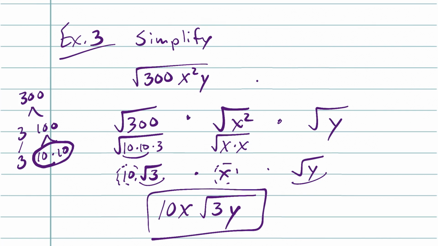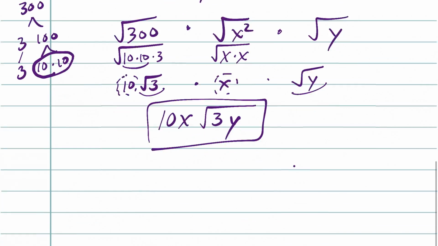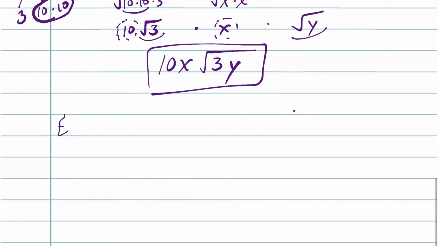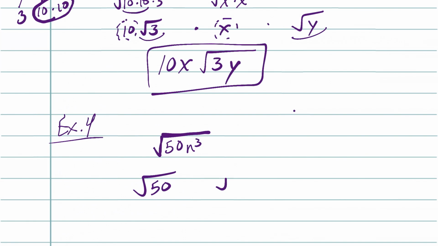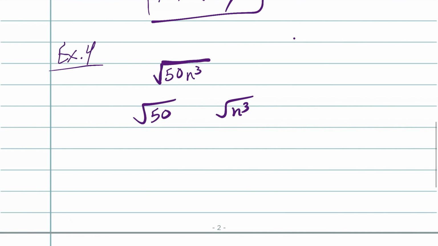Let's try one more of those examples. Let's say I gave you the square root of 50 n to the third. Well, again, we're going to split that into the square root of 50 and the square root of n to the third. The square root of 50, we are going to write our factor tree. That's 5 times 10.